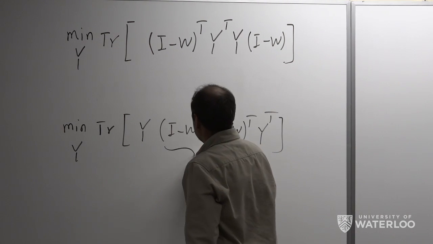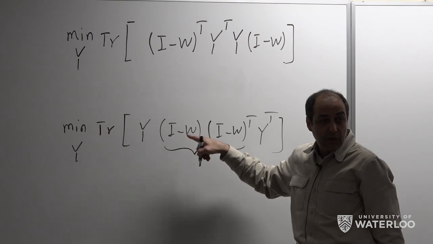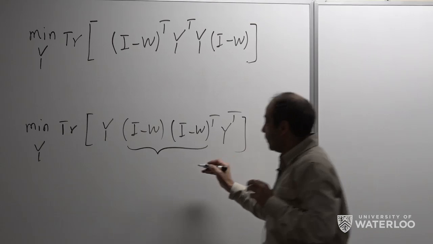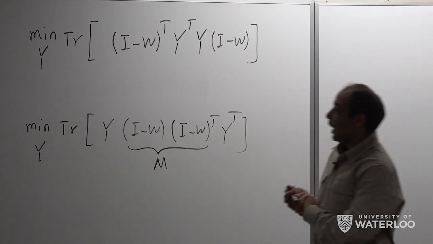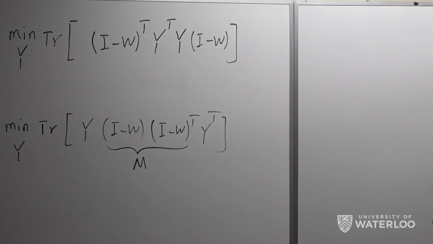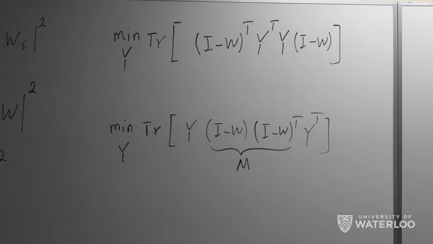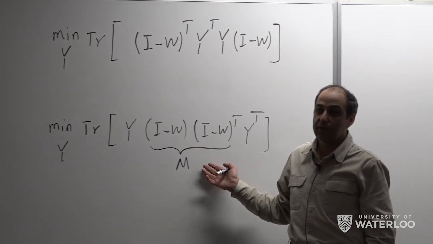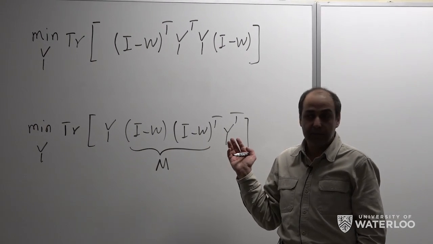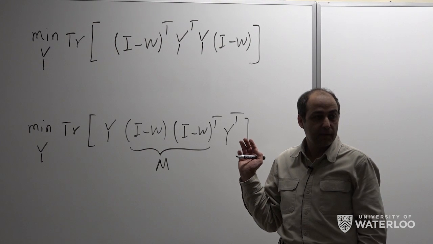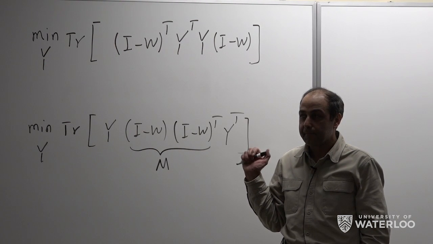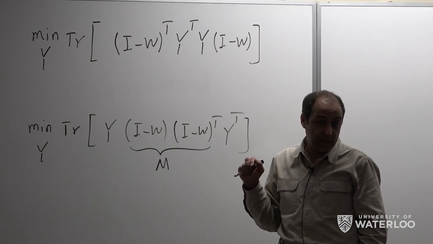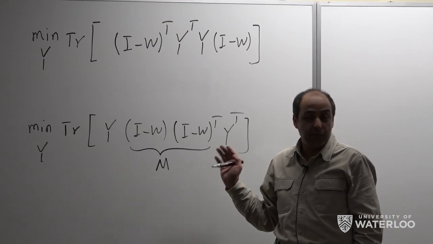This is known. Identity is known. W is the set of weights that I computed in the first step. So this is known. Let me call it M. I want to minimize trace of Y, M, Y transpose. Okay? So it's pretty similar to many optimization problems that we had before. What would be the solution to this problem? Would be 0, right? Without any constraint, this would be 0.